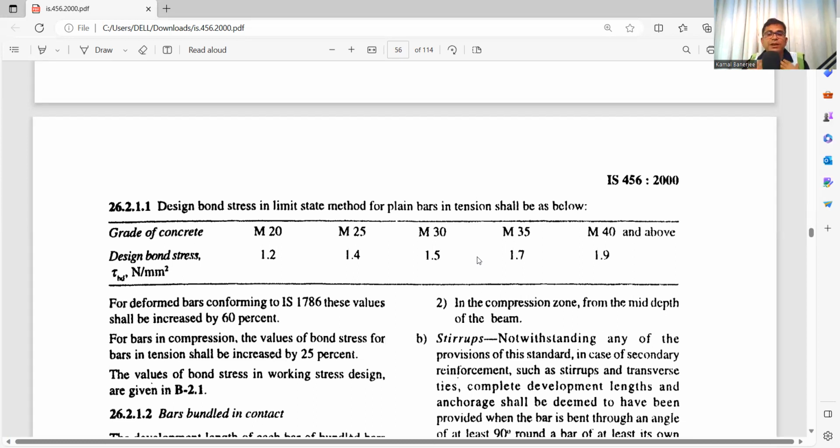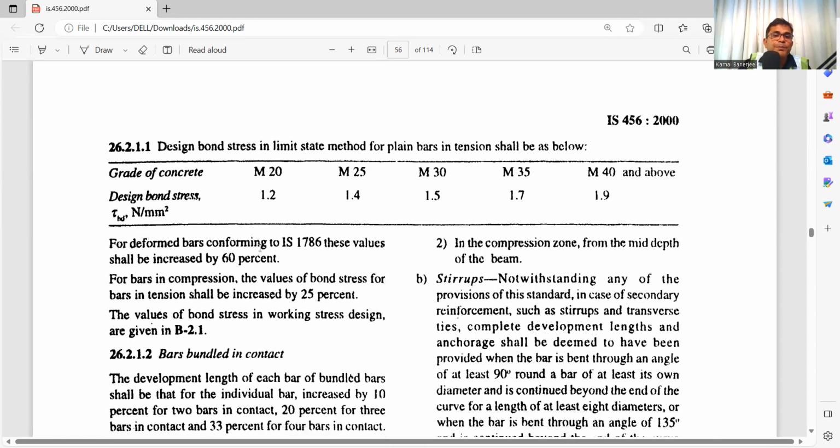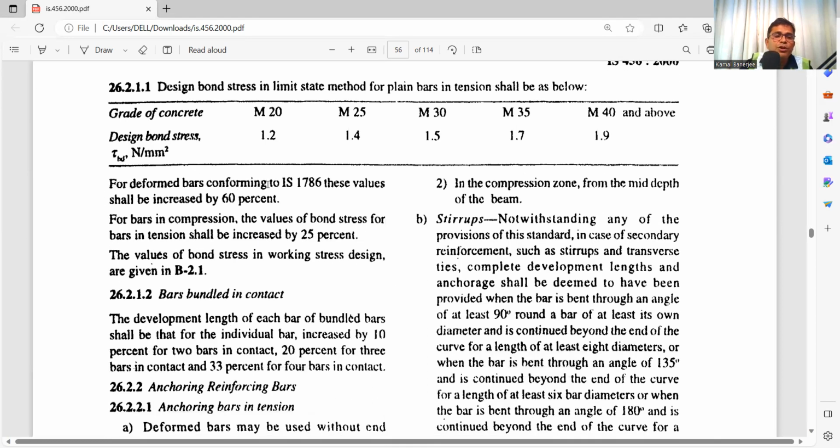Now in our structures, what is widely used is the HYSD or ribbed bar. Now, how will we calculate the development length for the ribbed bar? See, here it is also mentioned: for deformed bars conforming to IS 1786, these values shall be increased by 60%. So if we are using M25 grade of concrete and ribbed bar as per 1786, then 1.4 into 1.6 will be my bond stress.